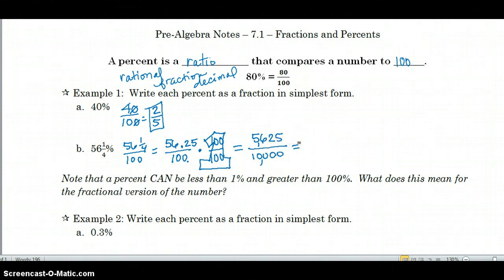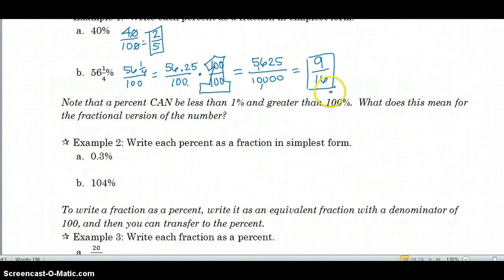Now, with your calculator, you're able to say 5,625 divided by 10,000, and then you can convert the decimal back into a fraction in simplest form, and your calculator is going to give you 9 over 16. If you did not have a calculator, you'd start maybe with 5, maybe with 25, and you'd keep simplifying until you get it all the way down. And the common factor here is 625, which goes into both of those. But you're going to have your calculator, so hopefully you'll remember to bring that with you to class.